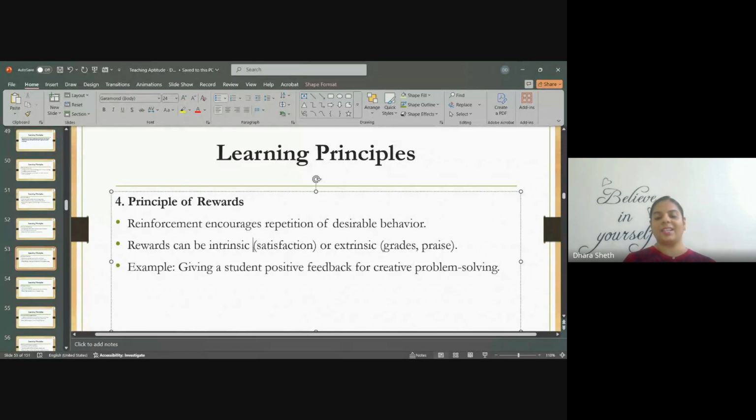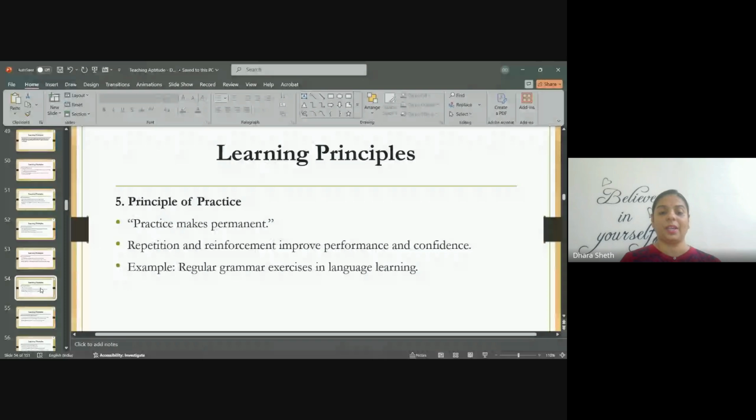They can be intrinsic: you get the satisfaction or happiness of completing your PhD. And extrinsic: you get an increment in your salary, and of course you get to add the Dr. to your name. Extrinsic rewards also include grades and praise. So principle of rewards, giving a student positive feedback for creative problem solving. When you encourage them, they will do more of the desirable behavior.